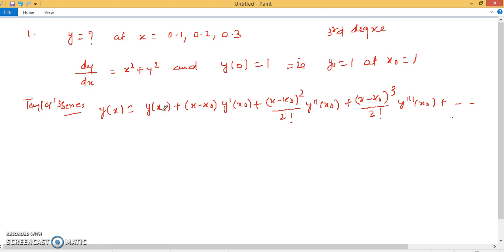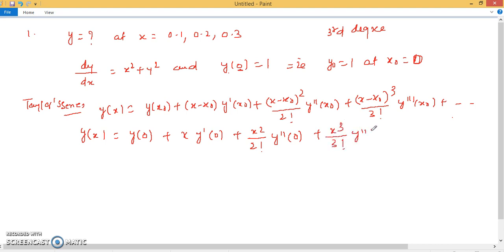So first, the x naught value is 0, and y naught is equal to 1 at x naught is equal to 0. So we will substitute the values: y of x is equal to y of 0 plus (x minus 0), that is x, y dash of 0 plus x square by 2 factorial y double dash of 0 plus x to the power 3 by 3 factorial y triple dash of 0. So this is your formula.